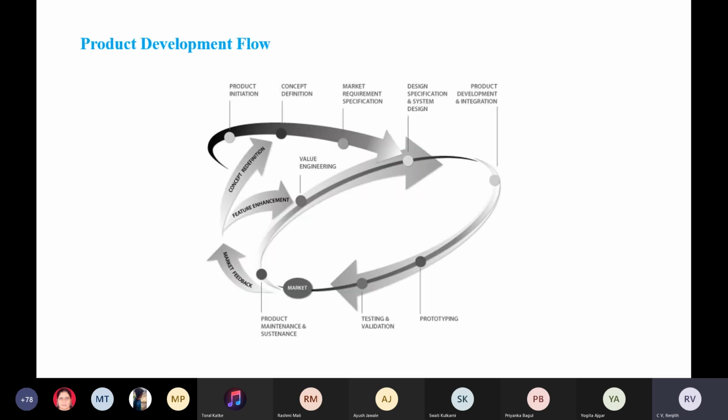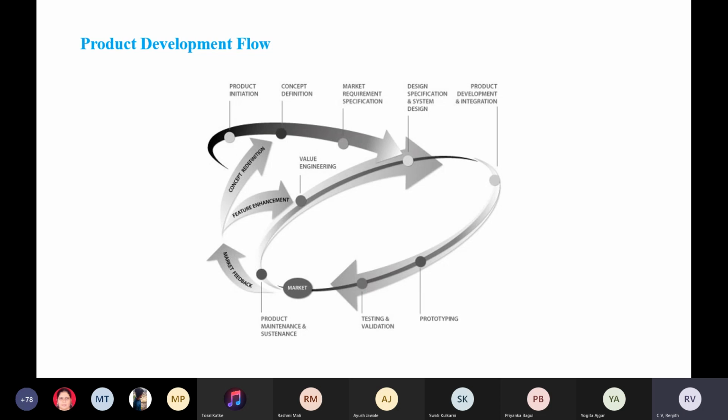Now I'll tell you about the product development flow. This is the process that we follow while we develop a product. It is applicable for any kind of product development: electronics, mechanical, electrical, anything. The reason I'm explaining this is first to make you aware of how a product is developed and what the steps involved are. By doing that, you will get a better understanding of different types of jobs.